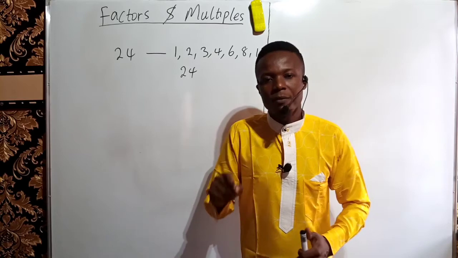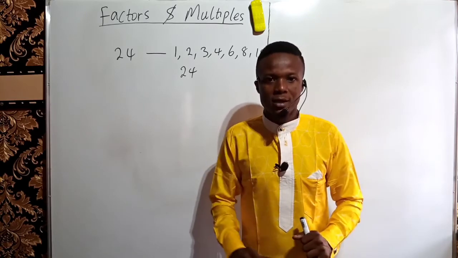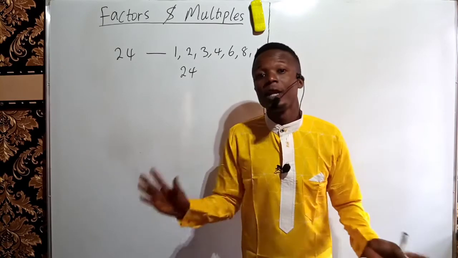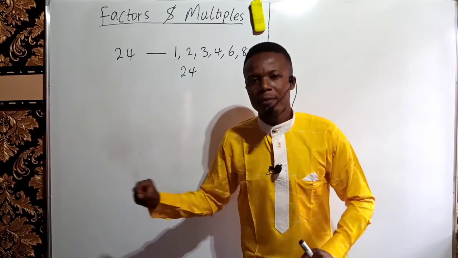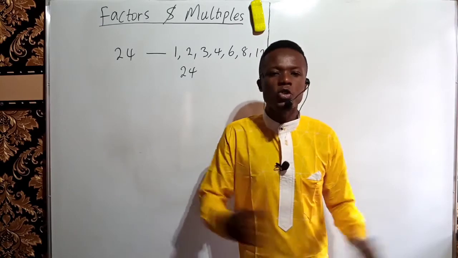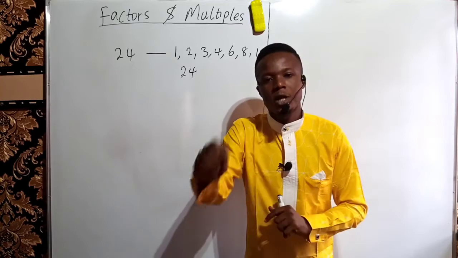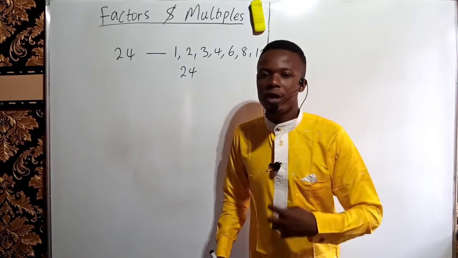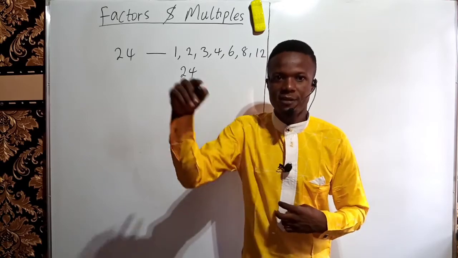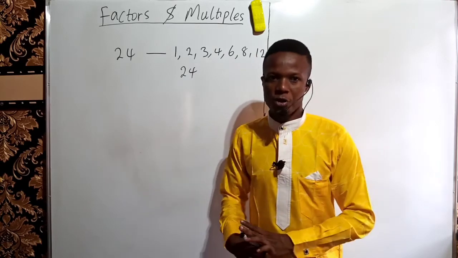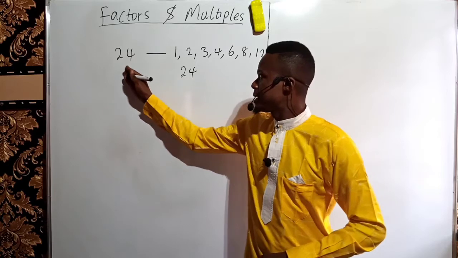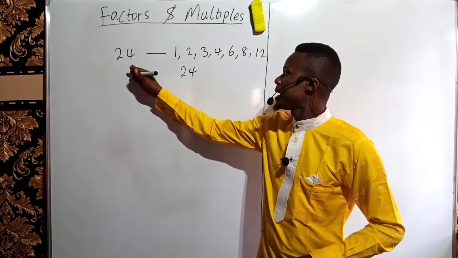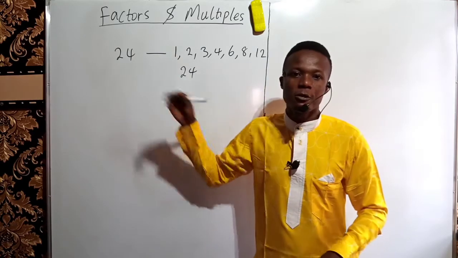This phrase, without a remainder, is very important, because every number can divide any number. But without a remainder tells us that it goes into it exactly. No part of it is left behind. Therefore, a factor of a number is a number that can divide it, giving no remainder. So I've carefully listed out the factors of 24 for you.